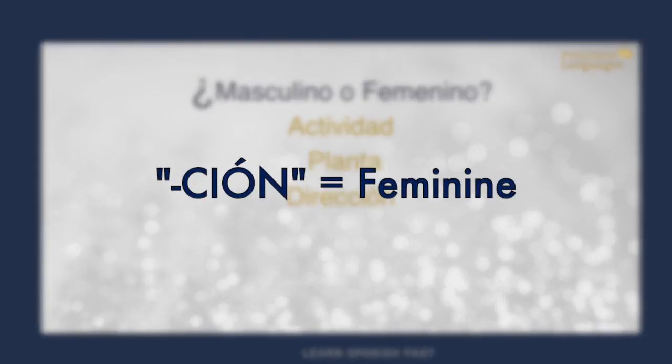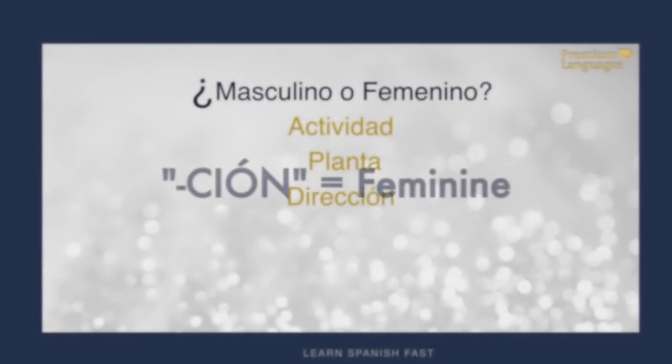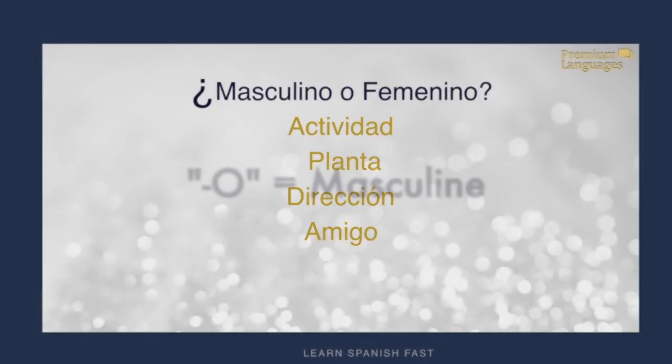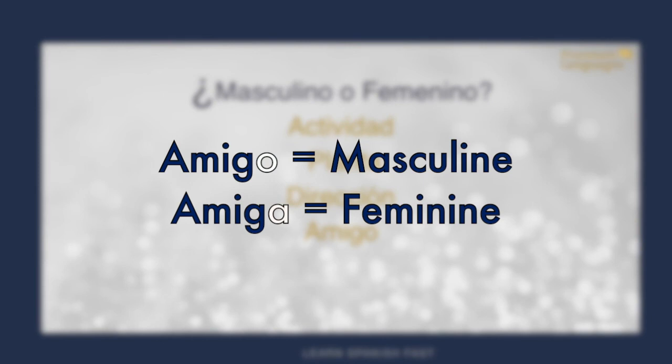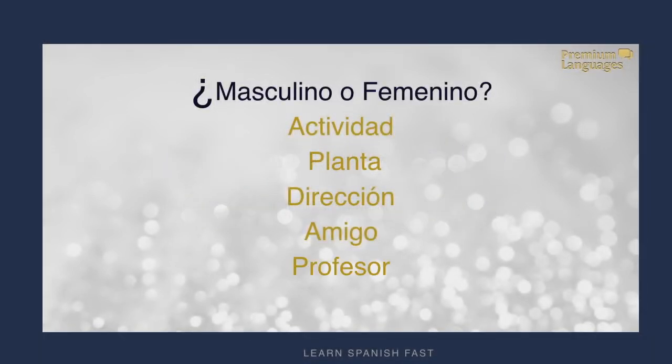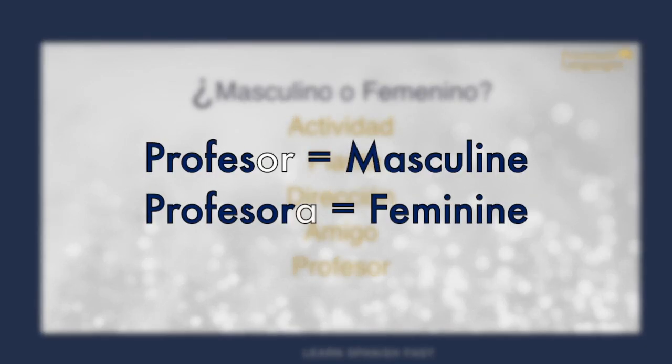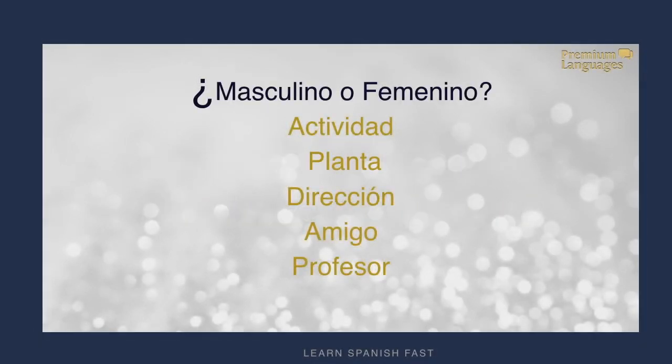Dirección is a CIÓN ending, so it's feminine. Amigo, friend. O ending, masculine. How do you change these into feminine? Female friend. Well, you just need to change the ending of it. Amigo, masculino. Amiga, femenino. Profesor, a teacher. Male, because the ending is OR. But if you want to say female teacher, you just need to say profesora.